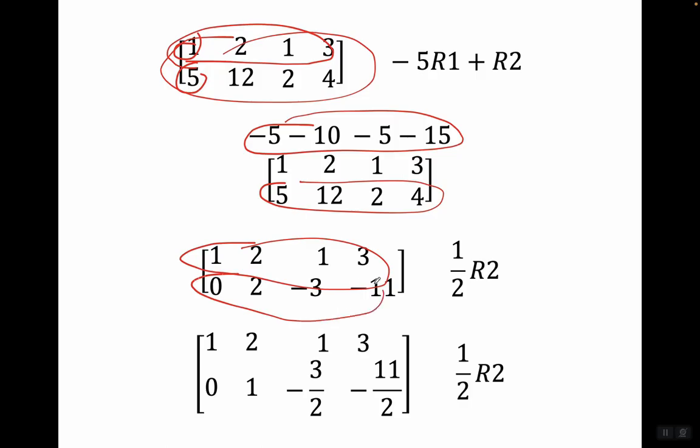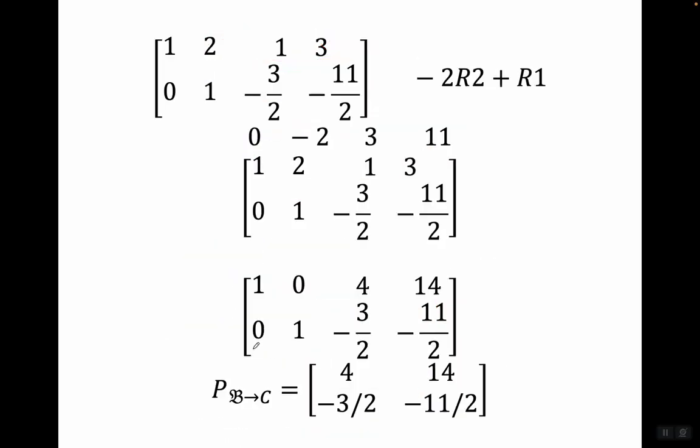The second row, after you add negative 5, negative 10, negative 5, negative 15 to it, becomes 0, 2, negative 3, negative 11. Looks good, except I don't like this 2 here. We want that to be a 1, so we multiply row 2 by half. First row stays the same. Second row is 0, 1, negative 3 halves, negative 11 halves. Okay, that's all right.